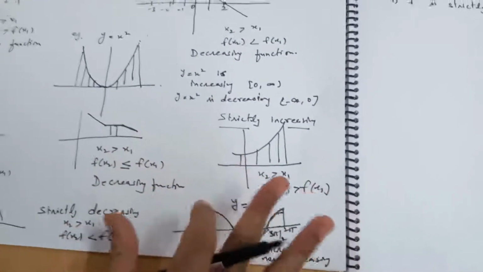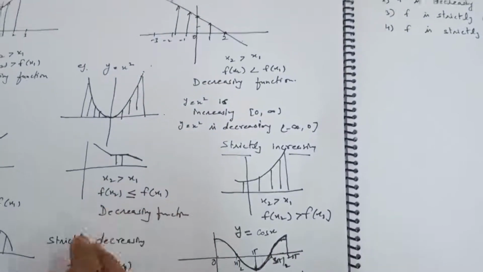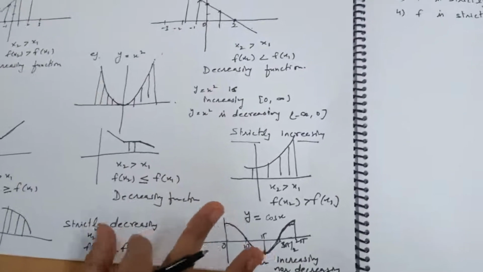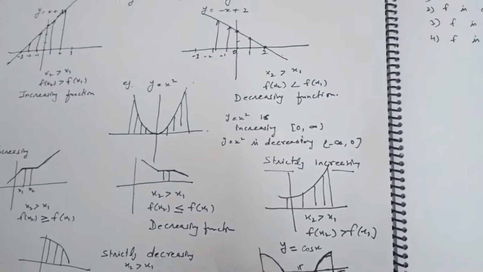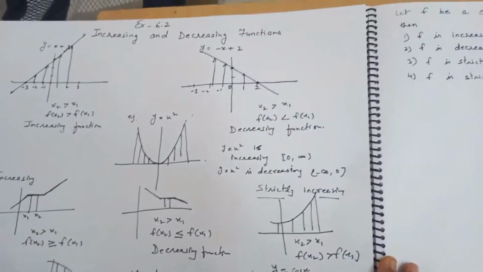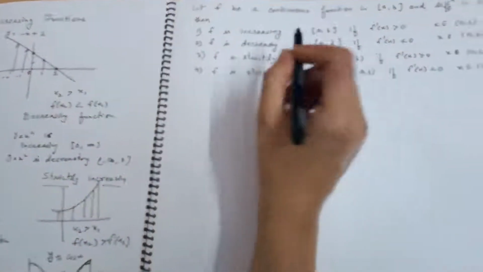But all the time we can't draw the graphs of the function to know whether it is increasing or decreasing. So there is one easy method by which we will come to know whether the function is increasing or decreasing. You need to note it down.